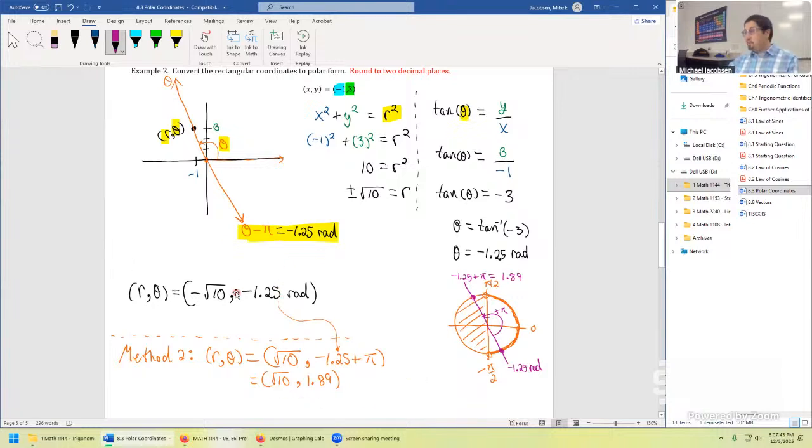You could have used negative 1.25 and a negative root 10. But I think the more standard answer is to use the positive root 10, in which case you have to use 1.89 radians. But does that make sense on getting that radian measurement? Yes.